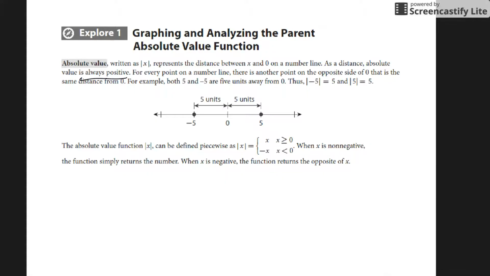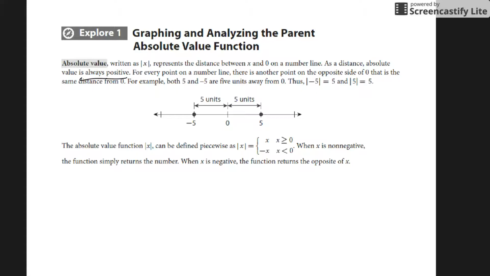So for every point on a number line, there's another point on the opposite side of 0 that is the same distance from 0. For example, both 5 and -5 are 5 units away from 0. Thus, the absolute value of -5 is 5, and the absolute value of 5 is also 5.